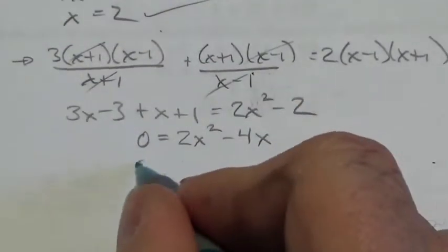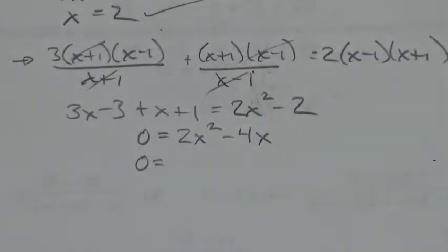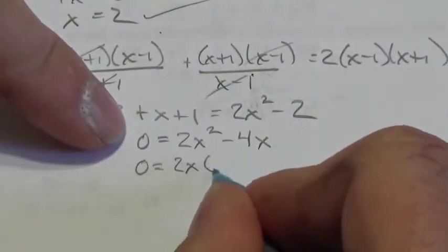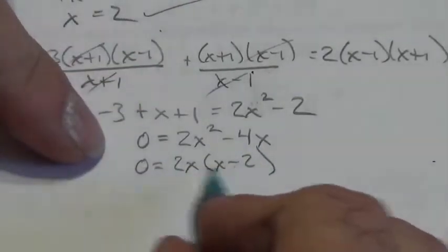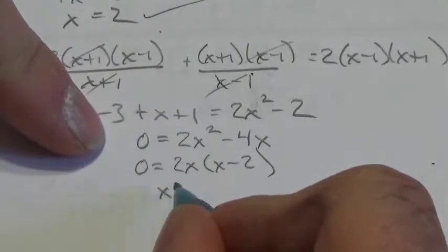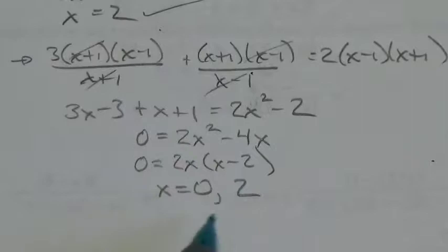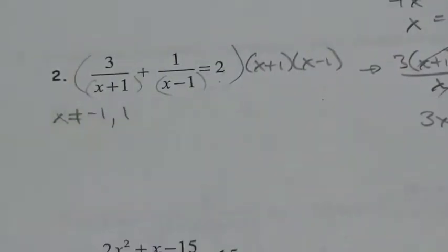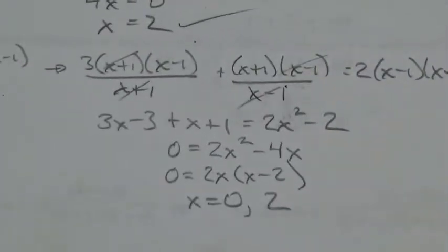Now, to solve that, I have to factor it. It's only got two terms, so I'm thinking it might be a difference of squares. It's not, though, because these are not perfect squares here. So I'm just going to take out what's common. And now I'm just finding what makes those two factors equal to 0. So either x is going to equal 0 or x is going to equal positive 2. Those are my two solutions. Do either one of those match up with the non-permissibles that I identified? No. So those are my two solutions.